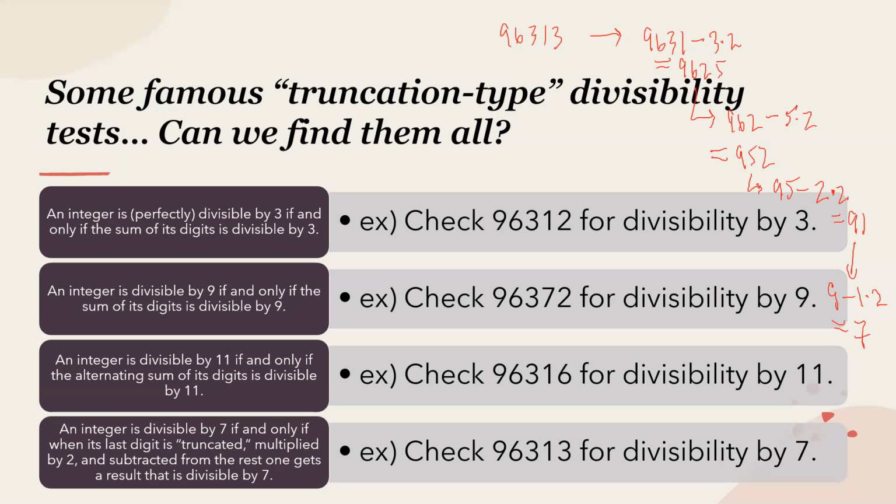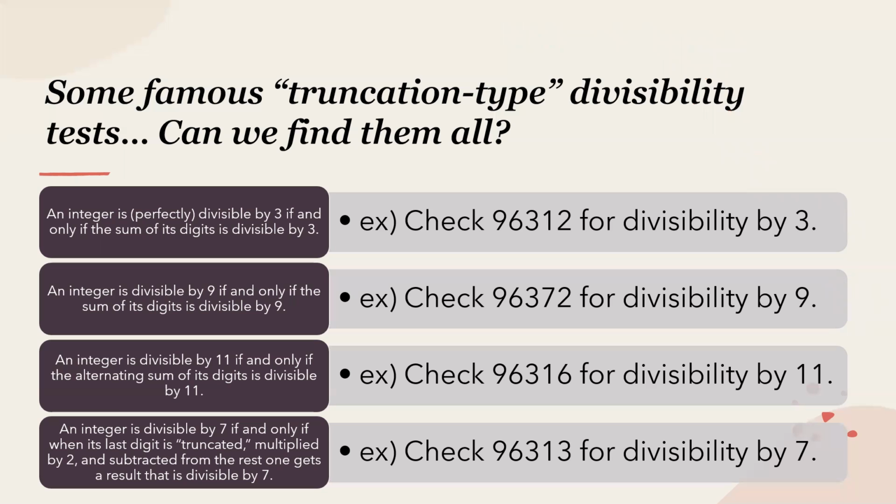So that is what I mean by a truncation-type divisibility test, one where you actually chunk off digits, and you maybe subtract 2 times something, or subtract some multiple of those things, or add a multiple of something, and you just kind of iterate this thing all the way until you can tell whether divisibility is happening. Make sense? All right.